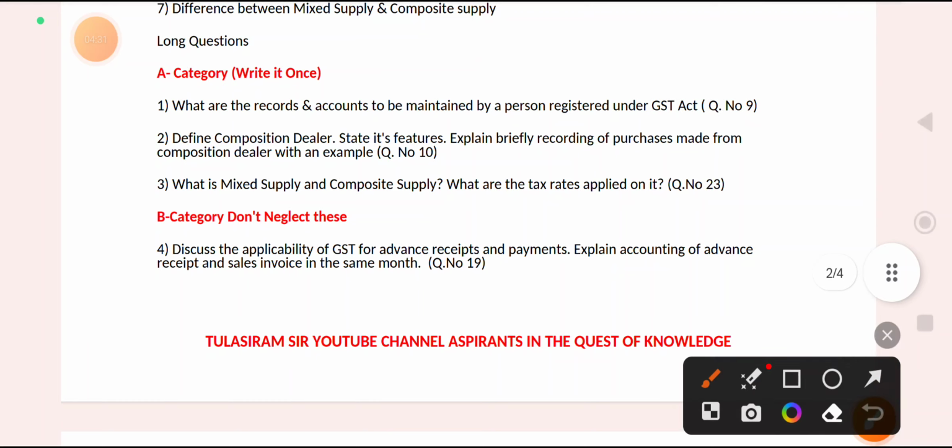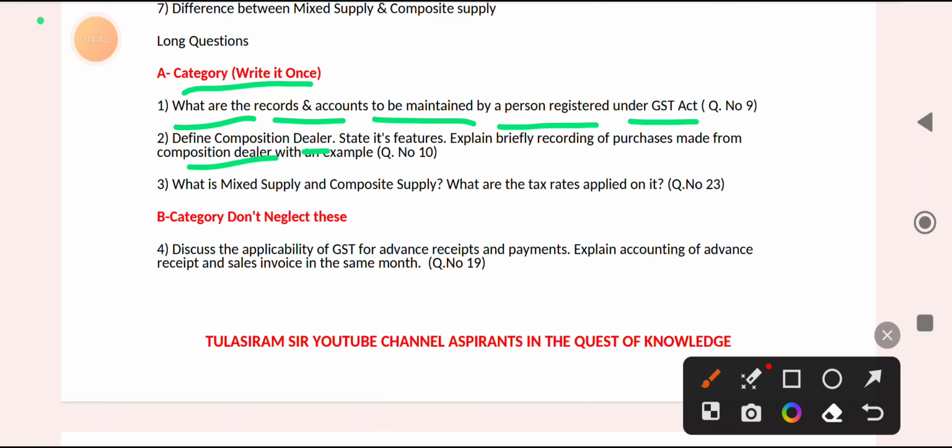Next, A category questions. What are the records and accounts to be maintained by a registered person? This one, define composition dealer. State its feature. This question will be asked many a times. These three questions are repeated. What is mixed supply and composite supply? What are the tax rates applicable to them?